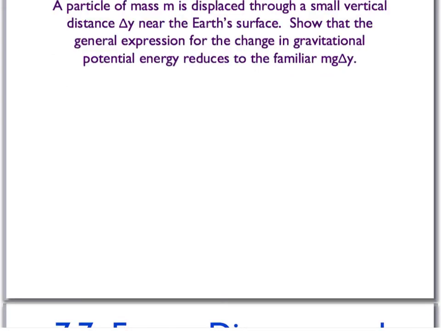Let's look at a quick example of actually utilizing this equation and really just use this almost as a bit of a proof, where we're showing that this equation really does simplify down to our familiar expression of mgy. So we have a particle of mass m. It's going to go through a small vertical distance, delta y, near the Earth's surface. And we really want to look at this equation as starting with the more general equation for gravitational potential energy. So that GMm over r.